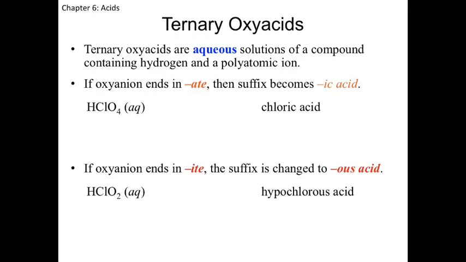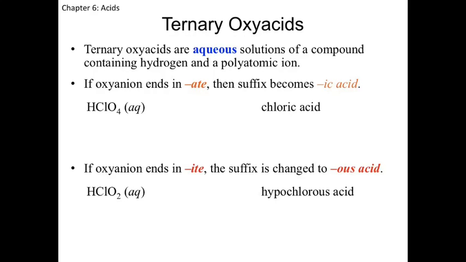What happens when we move up to our ternary acids? It's a similar situation, except now we have to specify slightly differently. What we're looking at is hydrogen and one of the polyatomic ions. We've got four examples to work with here. If the oxyanion ending is ate, then we change our suffix to ic acid.